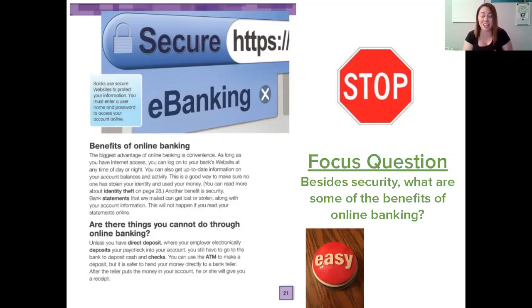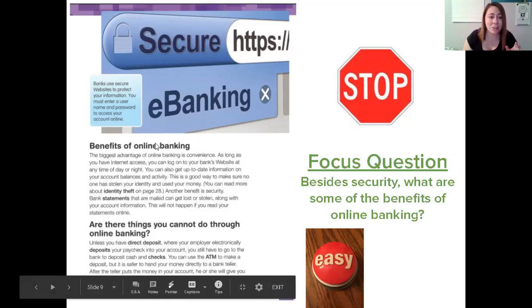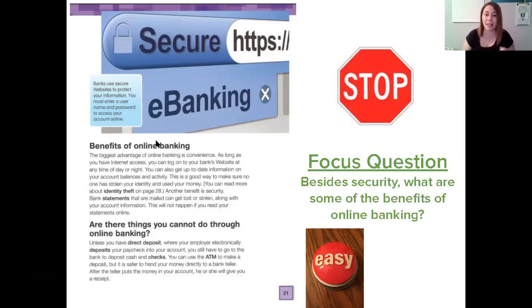Okay, so again, I want us to stop and think for a second, because the whole heading right here was the benefits of online banking. Besides security, what are some of the benefits of online banking? Again, I'm going to give you a second. Go ahead and pause your video and look through the text to see what are some good things that are a benefit of online banking.